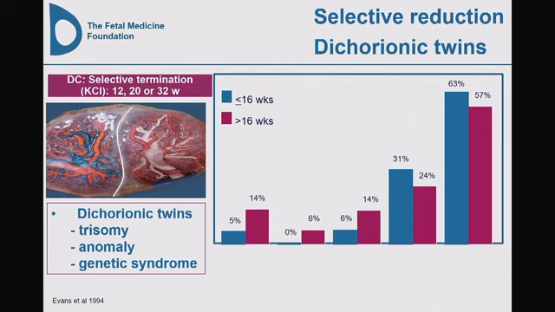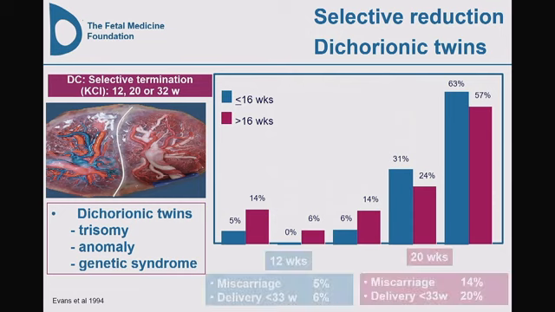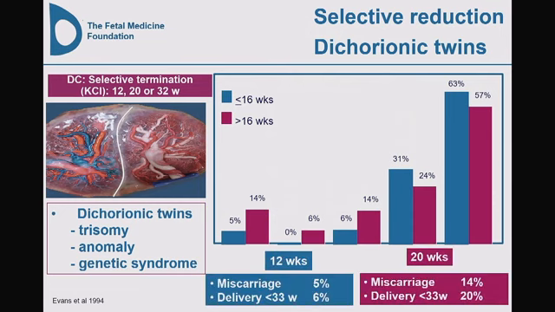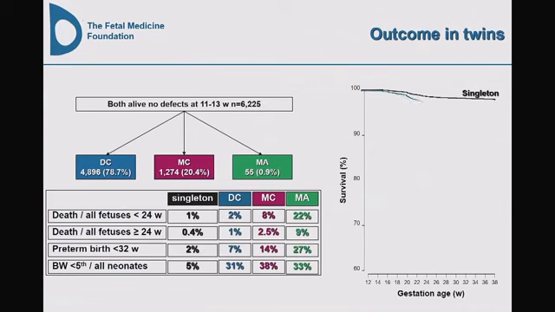And it's not the same when you have a selective reduction at 20 weeks, because you are increasing the rate of miscarriage. Remember, the bigger the baby, the bigger the dead tissue, and therefore the rate of miscarriage is increased. I think that it's an important figure that all of you need to take a picture of.